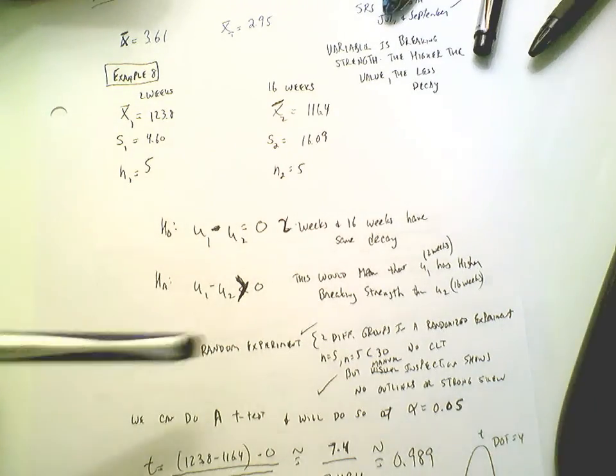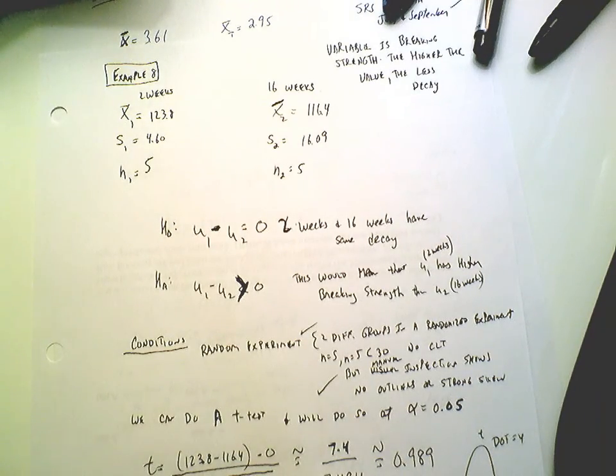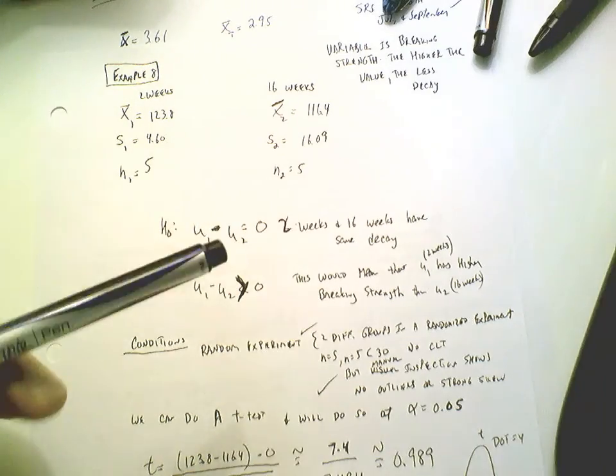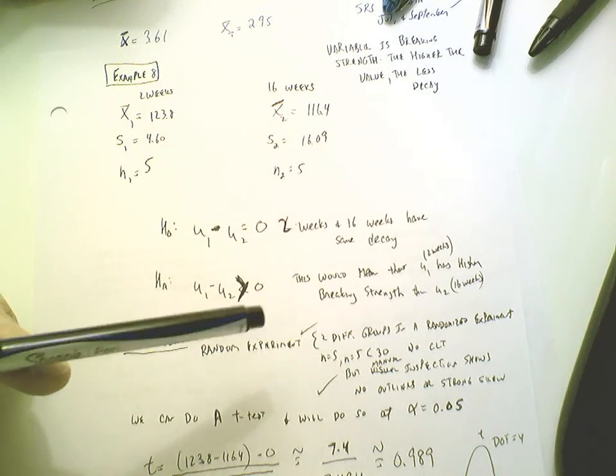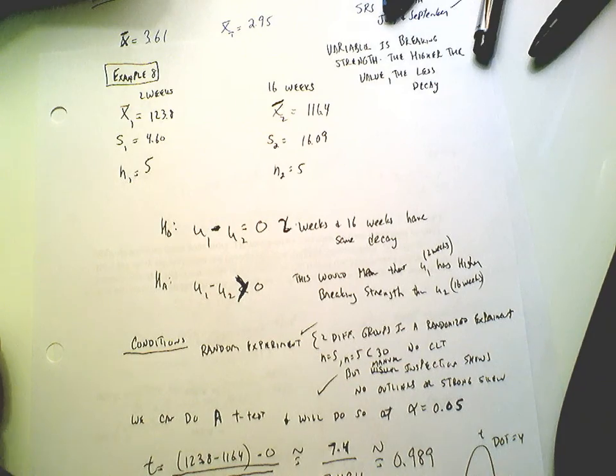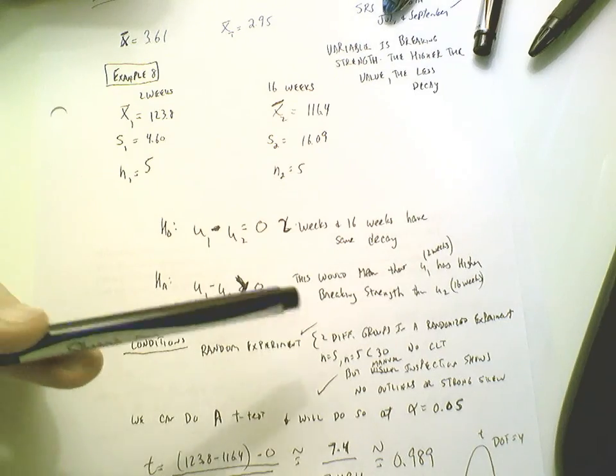Do I have a random experiment? This is the nice thing here. The 10% rule really doesn't apply because I have randomization in the context of working with an experiment. I've taken these pieces of fabric and I've thrown them into two treatment bins, the 16-week treatment bin, the 2-week treatment bin. That's been done randomly. So I do have some of the random conditions that I need.